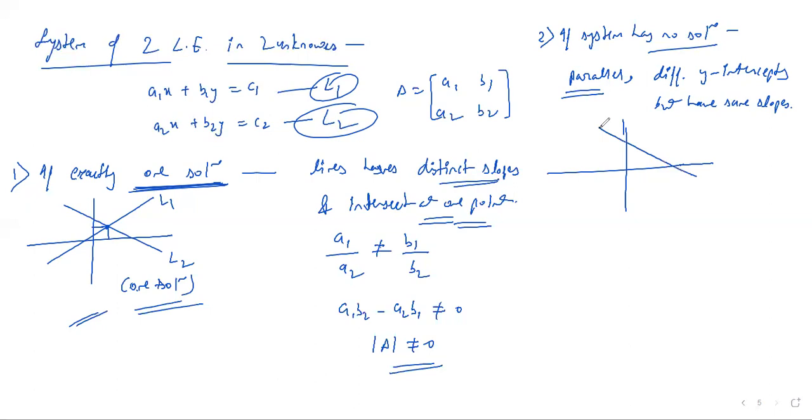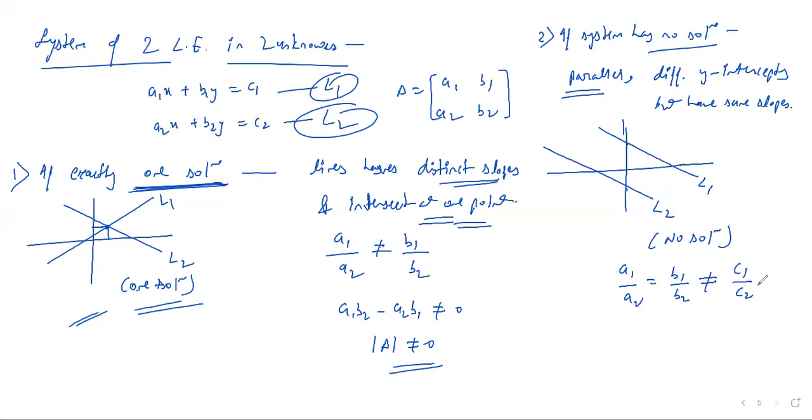So this is my L1 and this is line L2. These lines are parallel. They have different y-intercepts, but they have the same slopes. This is the case of no solution. In this case, the proportionality is that a1 upon a2 is equal to b1 upon b2, because they have the same slopes, but that is not equal to c1 upon c2 because they have different y-intercepts.